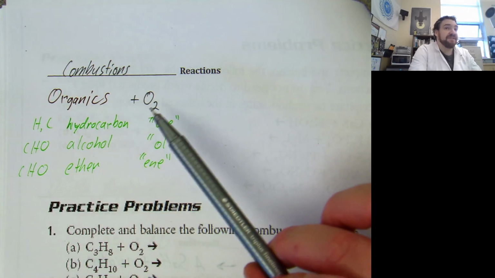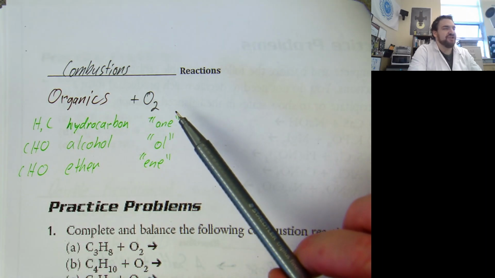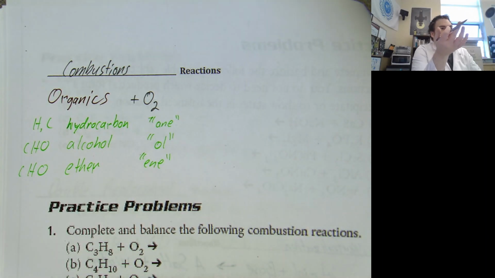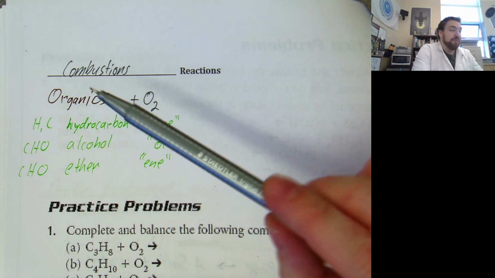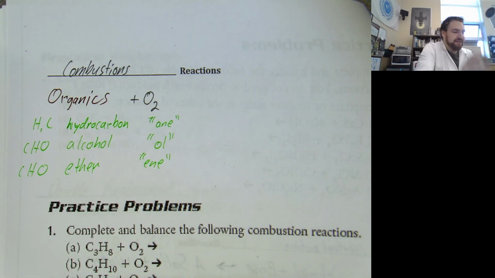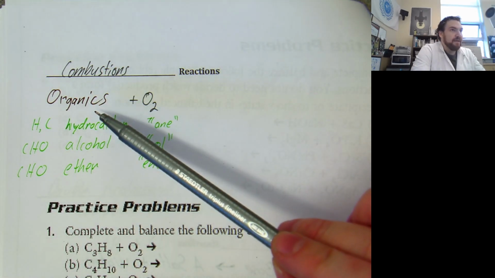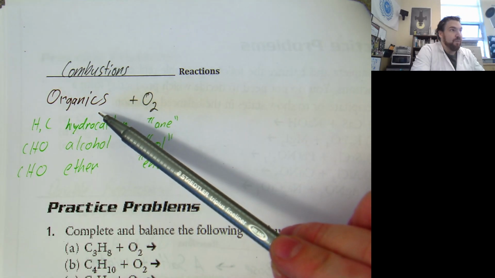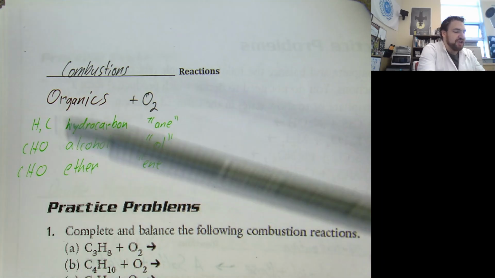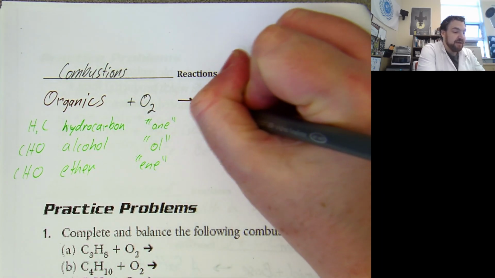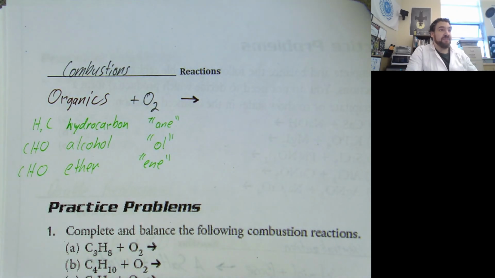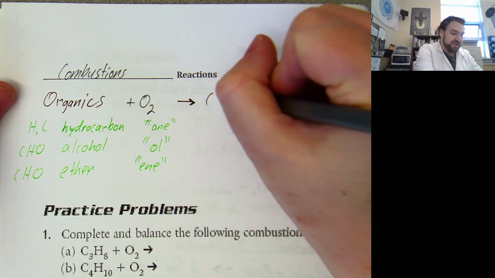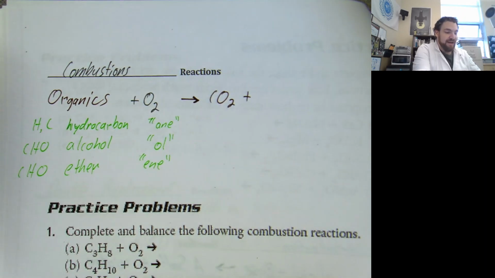So a proper combustion reaction isn't just anything that burns, because I'm going to burn something today that has nothing organic in it. I'm going to try to. It's going to be the most boring reaction I show you, but we're going to try. Organics plus oxygen are always going to create the same two products. It doesn't matter what kind of organic compound you use. Does anyone know what the products are? Carbon dioxide is one, and water is the other.